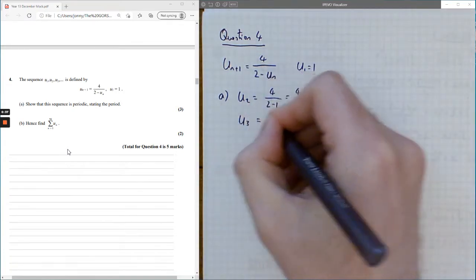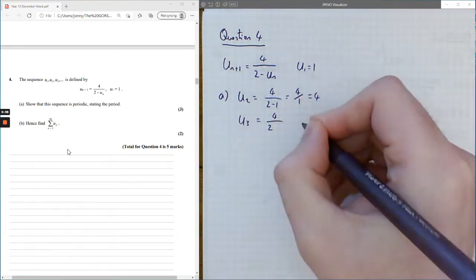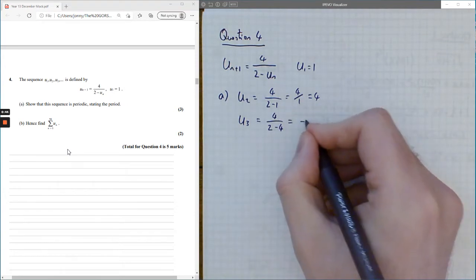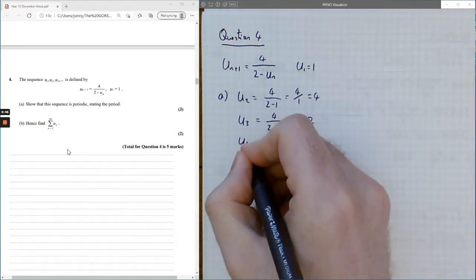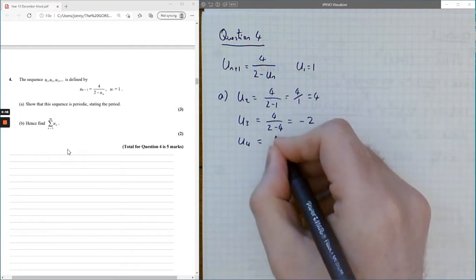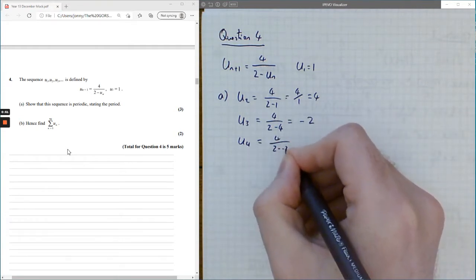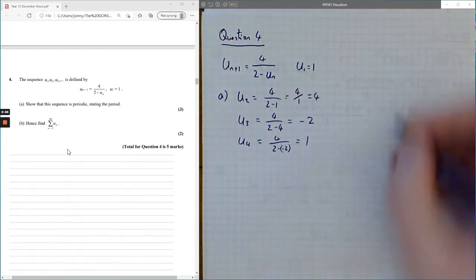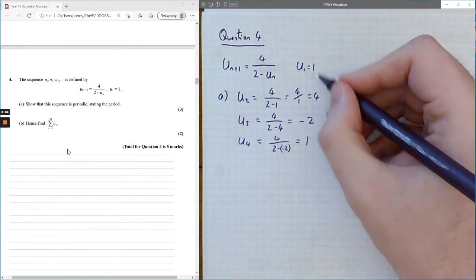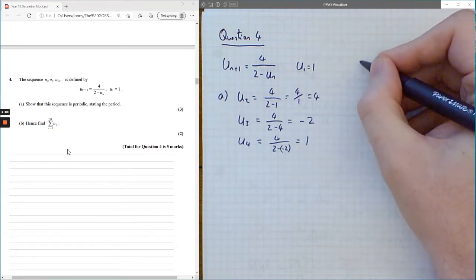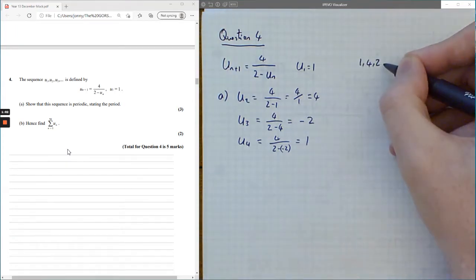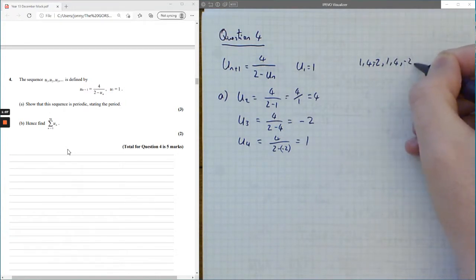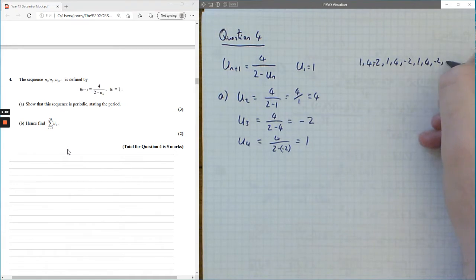Then we substitute that in to give us the value of u3, which is minus 2. And then we substitute that in to give us the value of u4, which is back to 1. So our sequence now we can see is going to go 1, 4, minus 2, 1, and then it will keep repeating. And that will go on forever.